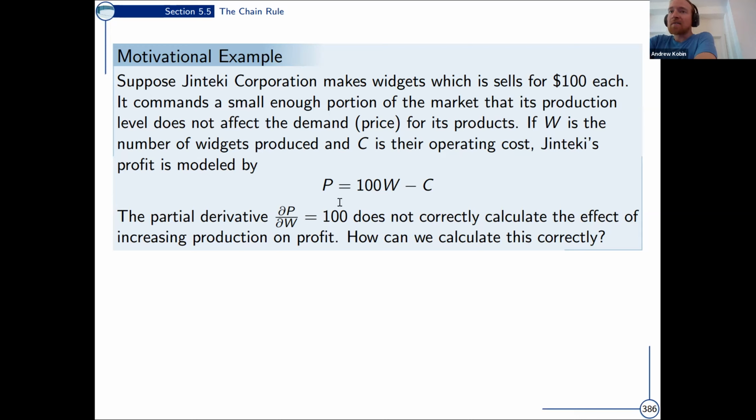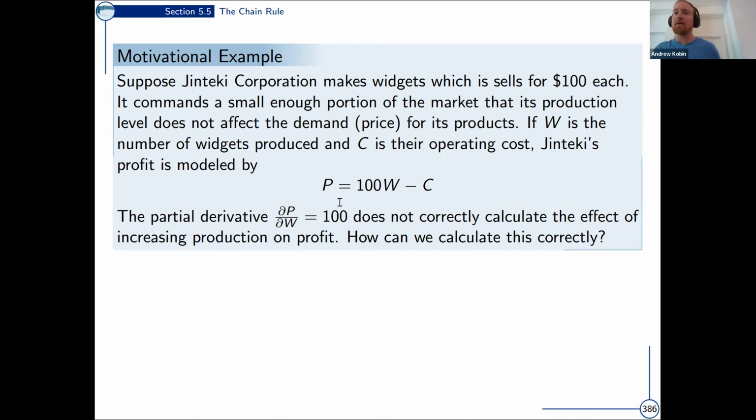Now, at the time, we had discussed the partial derivative of P with respect to W and said that this indicated that an increase in widgets would result in a $100 increase in profit. However, if we correctly keep track of the fact that an increase in production should affect the cost, even however small that effect might be, we need to do a little more work to determine how an increase in widget production would result in a change in the profit. It could be that increasing the number of widgets at the current price point actually results in a high enough cost offset that the profit goes down overall.